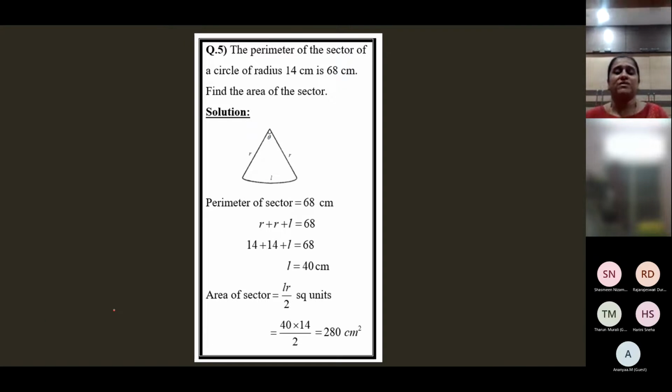So R plus L is equal to 68, where L is the length of the arc in the sector. So you find L is 40. Area of the sector is equal to LR by 2. You can use this formula, LR by 2, because you know L is 40. LR by 2, 40 into 14 by 2, 280. Got this, children? 280?